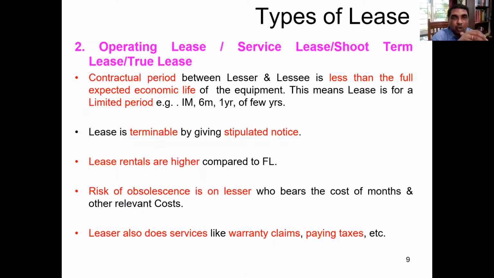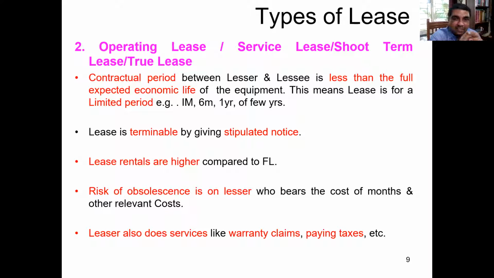The other type of lease is the operating lease. It is also called a service lease, short-term lease, or true lease. It is only for operation purposes. Right. So the contractual period between lessor and lessee is again fixed. Normally, the contractual period is less than the full expected economic life of the asset. Suppose the life of the asset is, let us say, 20 years. The contractual period may be for 5 years.